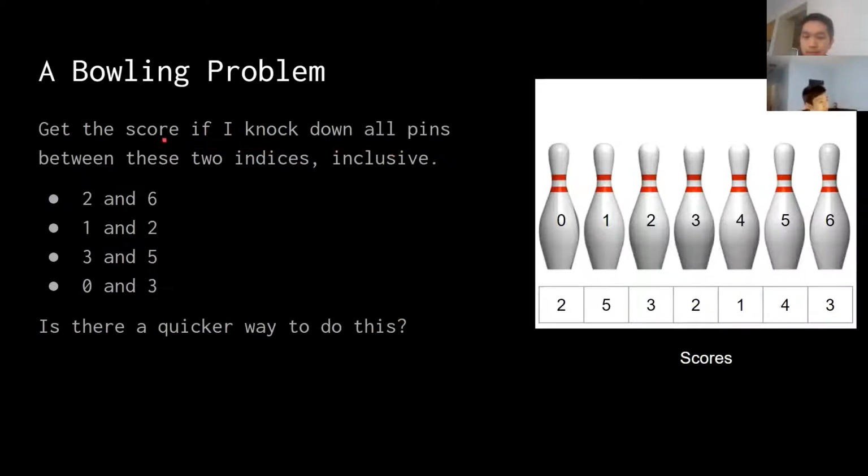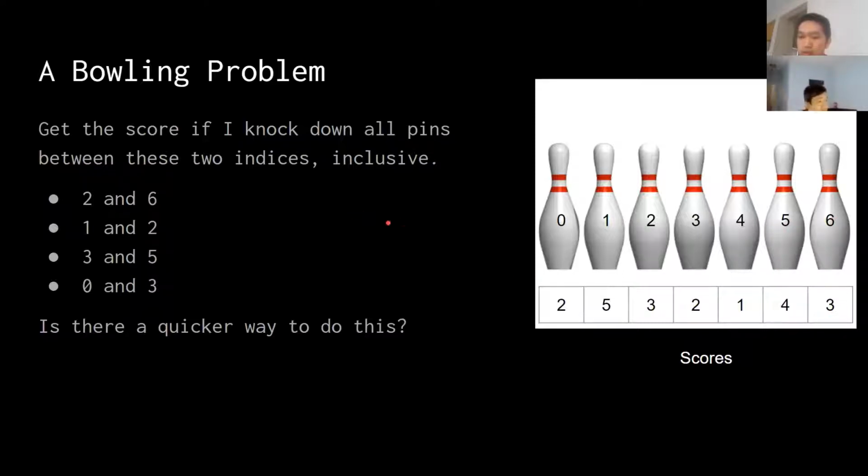So the problem here is basically to just get the score from the pins 2 to 6. Saying that I knock down the pins 2 to 6, then you need to get the score. Knocking down the pin at index 2, you'll get 3 score. Knocking down the pin at index 3, you'll get 2 score. Index 4, 1 score. Index 5, 4 score, and index 6, 3 score.